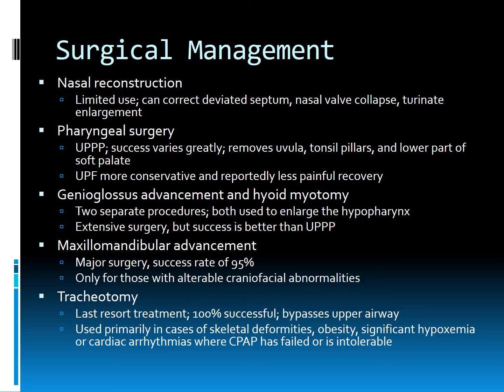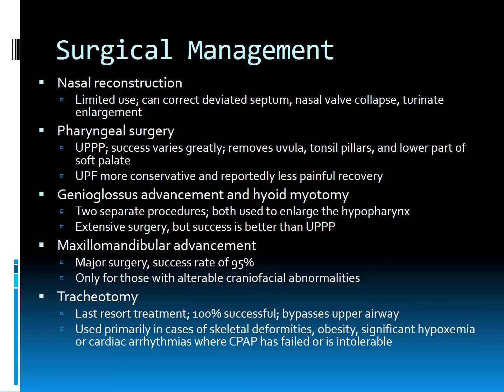Maxillomandibular advancement. This is a major surgery. It actually has a success rate of 95%, but it's only indicated for those with alterable craniofacial abnormalities. For example, micrognathia, that would be someone whose mandible is placed very far back in their airway, so advancing that obviously is going to open up their oropharynx. Someone who has a normal facial construction, doing this procedure isn't going to really make a difference for them.